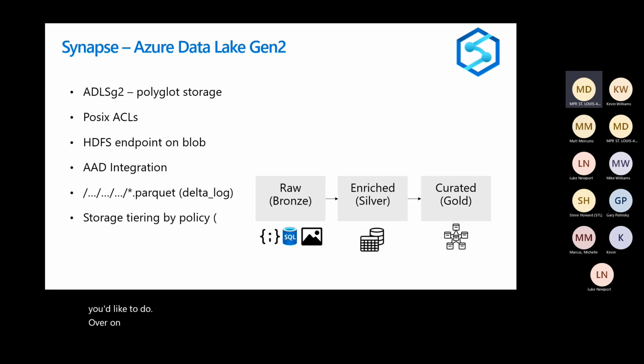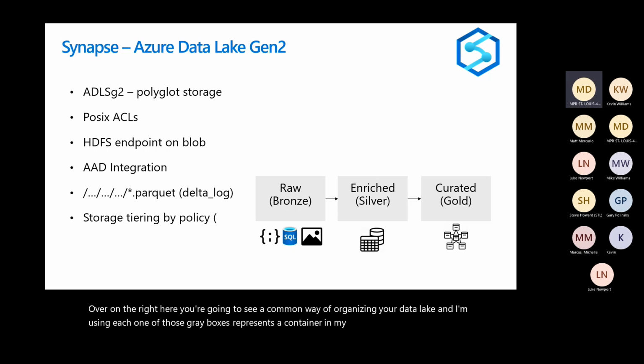Over on the right here, you're going to see a common way of organizing your data lake. Each one of those gray boxes represents a container, or zone, in my lake. This is where I would start, at the minimum, for a Synapse deployment: some kind of raw zone, or as our friends at Databricks call it, bronze, and they came up with this lakehouse concept. This is where you store data as is. And down at the bottom, I have relational data, image data, JSON data, unstructured data, whatever the case may be.